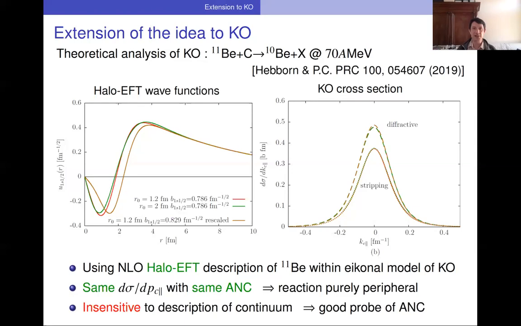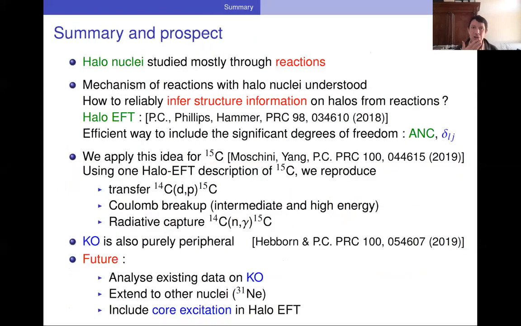So with that, I come to the conclusion. To summarize what I said: halo nuclei are very exotic beasts, so it's very interesting to study them, but you need to do it mostly through indirect ways because of their short half-life. So it's mostly done through reactions. The mechanism of the reaction is rather well understood, but the question we wanted to address is how reliable is the structural information that you infer from these reaction measurements.